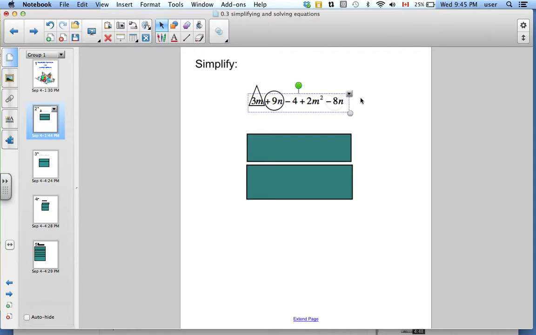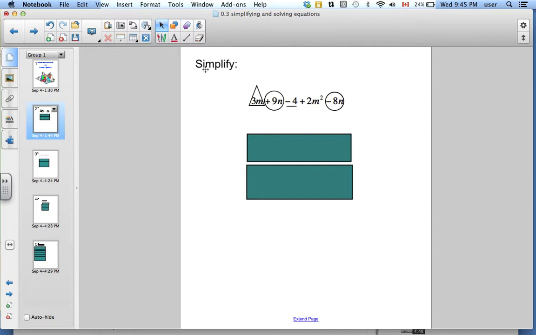So I drew my circle. We're going to go down again and look down the line. And negative 4, I'm going to put a little line under. So I have a little line under it. Negative 4 doesn't go with anything else here because all we have left over is 2m squared. So 2m squared is on its own. So I'm going to leave that empty.